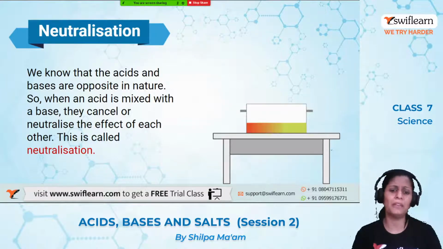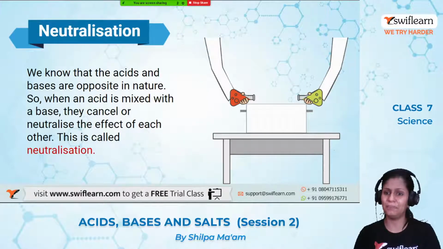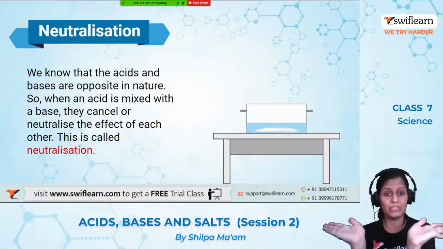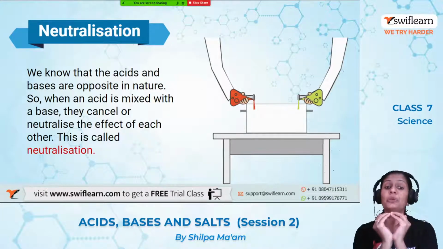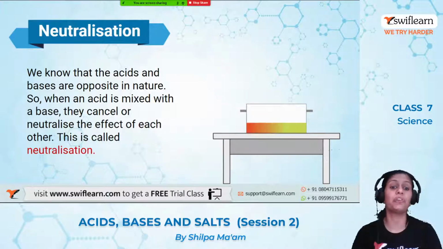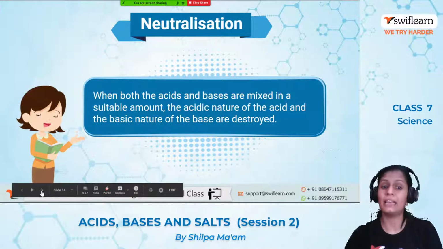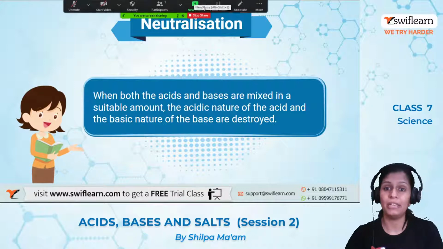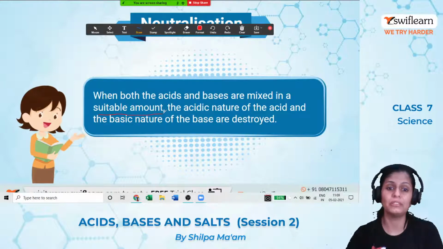So it's not something which involves a great deal of knowledge to understand. It's very simple. When an acid is combined with a base, because they are opposite in nature, when they get mixed up, you get a neutral substance, that is 0. A neutralization reaction takes place when an acid is combined with a base. So what is neutralization? When both acid and base are mixed in suitable amounts, the acidic nature of the acid and the basic nature of the base are destroyed. Now this is very important: suitable amount.